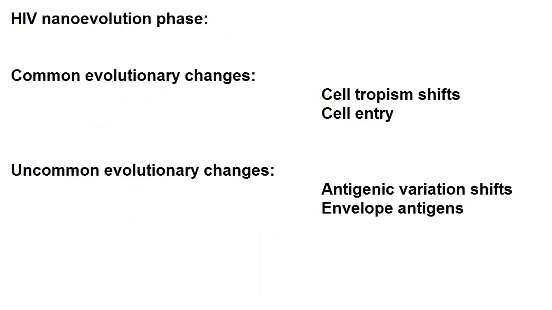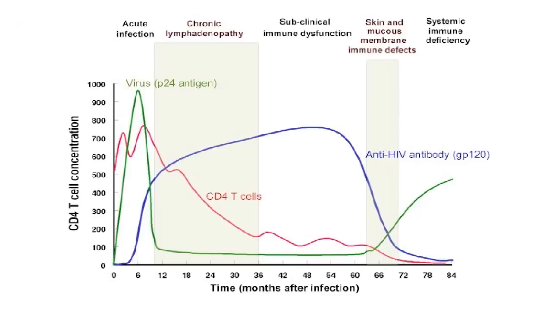So I've demonstrated both common and uncommon evolutionary changes on the nanoscale during a single infection in a single patient. What about the microevolutionary changes? Here I'm talking about the variation in HIV since it first jumped to humans sometime at the beginning of the previous century, between 1900 and 1950.